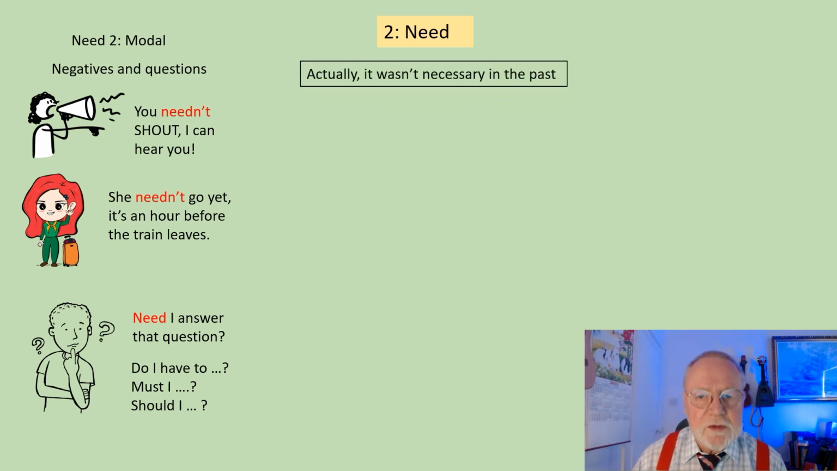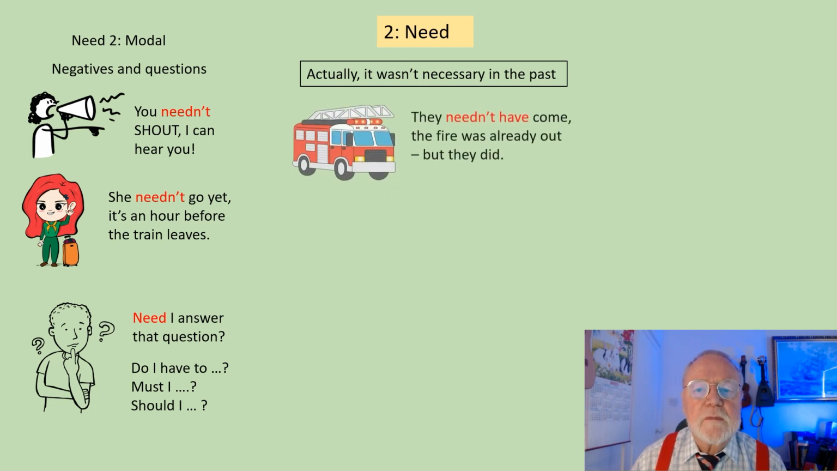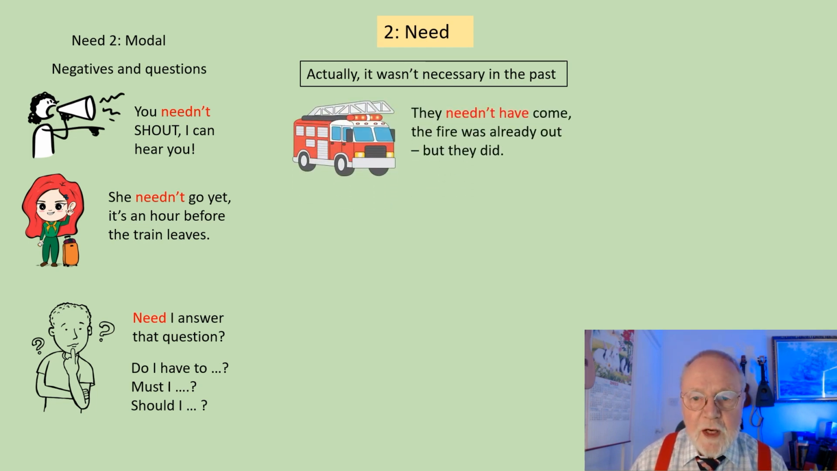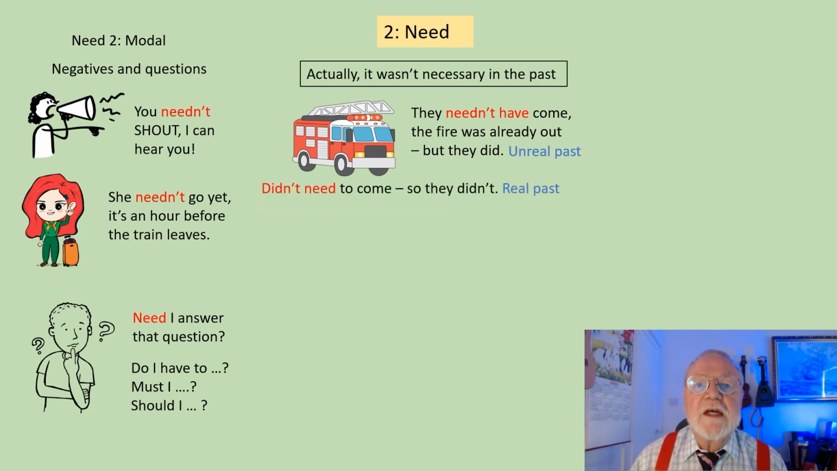When something wasn't necessary in the past, we use the negative form of need, as we referred to on the previous slide. They needn't have come, the fire was already out. But they did. So here we're really talking about an unreal past. They needn't have come, but they did. And the other negative form, they didn't need to come, so they didn't. And that's a real past.